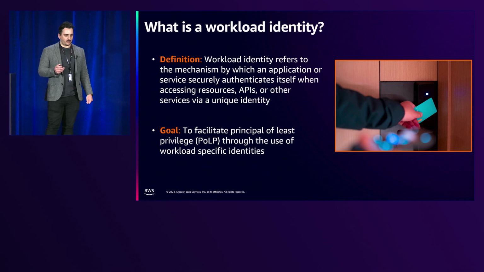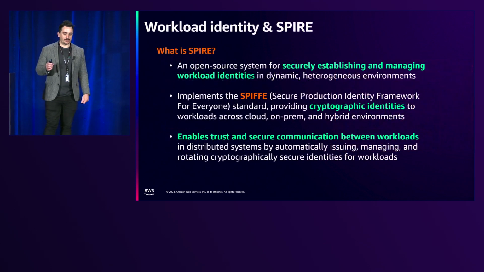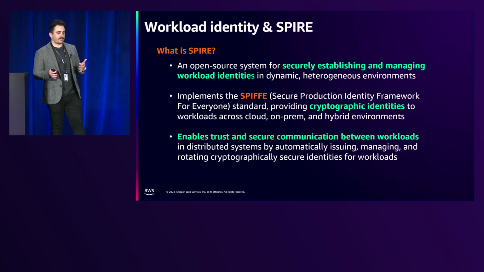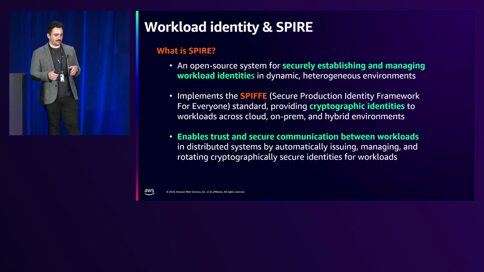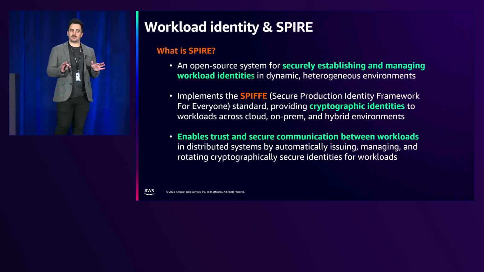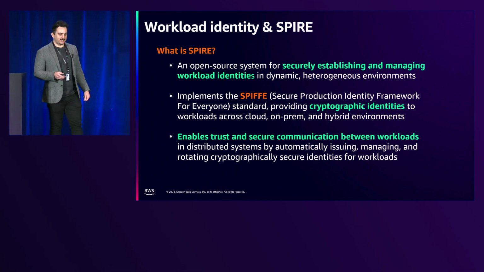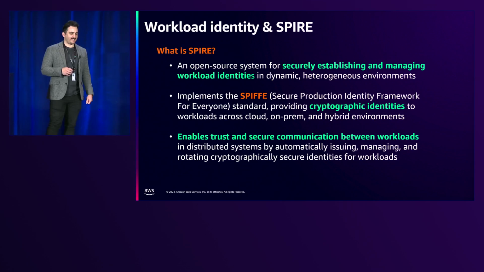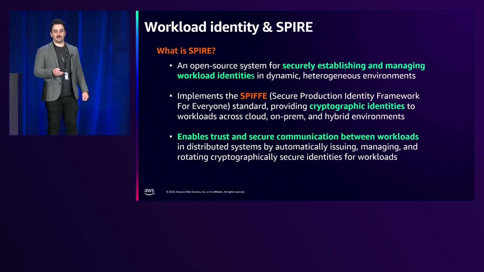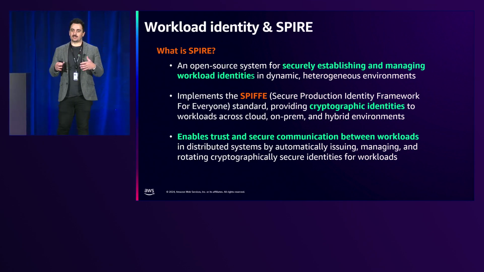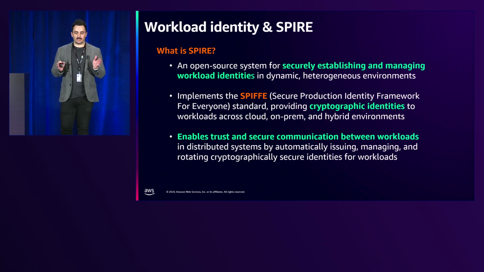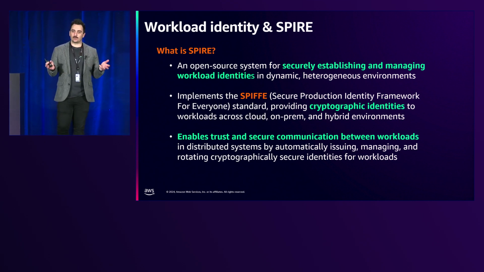And so one of the mechanisms by which we can distribute those cryptographic identities to those workloads is an open source service called SPIRE. So have you guys, anybody heard of SPIFFE or SPIRE? Okay, a couple of you. Awesome. So as some of you already know, SPIRE is an open source system for securely managing and distributing those cryptographic identities to individual workloads.